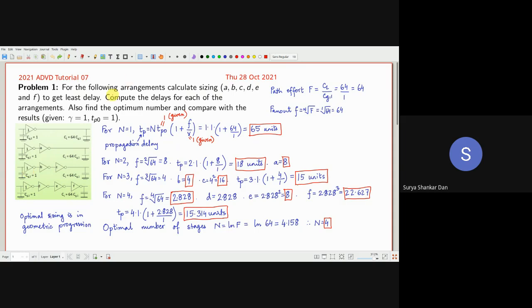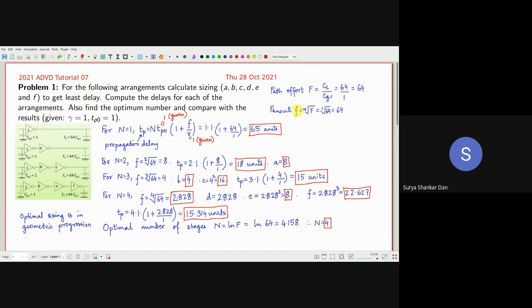Okay. So in the following, calculate the sizing to get the least delay. The theory of these delays, I'm pretty sure was already covered in the class, so I'm not going into the lectures right now. Now we have to compute the delays also for each of these arrangements. And also finally, we have to find the optimal number of stages.